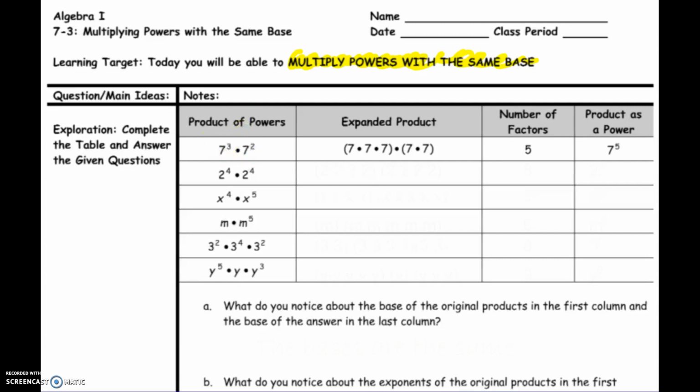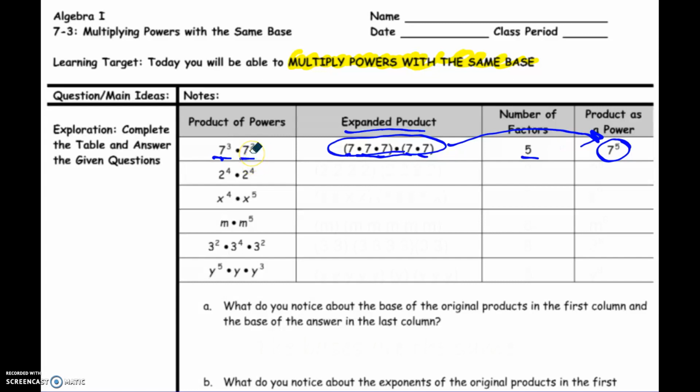So, first thing you're going to do in this problem is rewrite 7 to the third in what's called expanded form. That just means you're going to write it out 7 times 7 times 7, 3 sevens, and then 7 times 7, 2 sevens. Then you're going to count up the number of factors. What are the things you're multiplying together? They're all 7s. How many of them are there? 1, 2, 3, 4, 5. So you write out 5. Then you're going to rewrite it as an exponential number, which is 7 to the 5th.